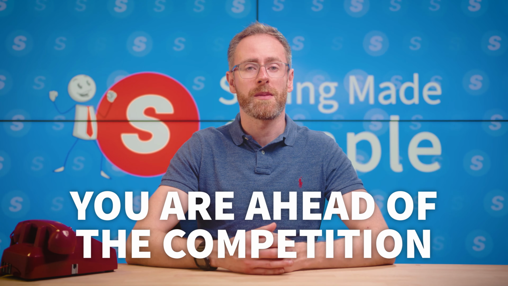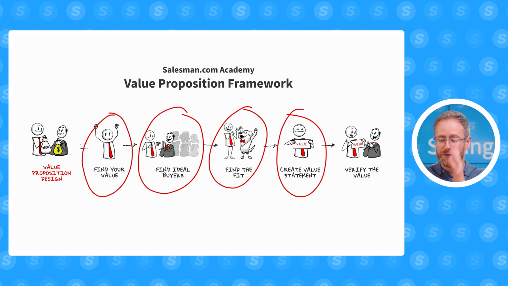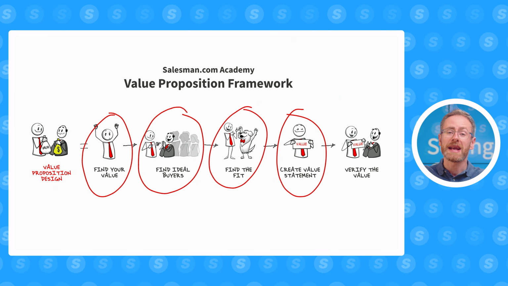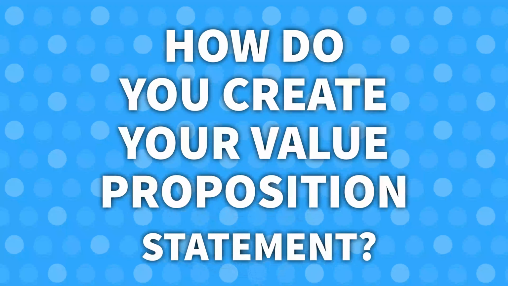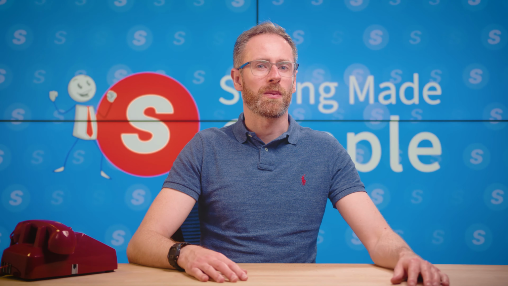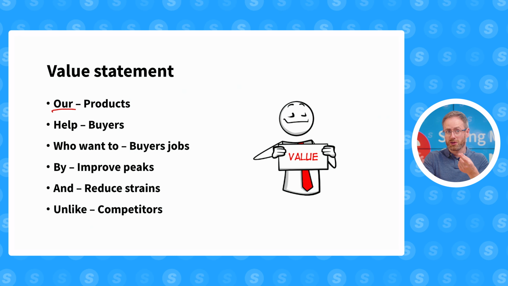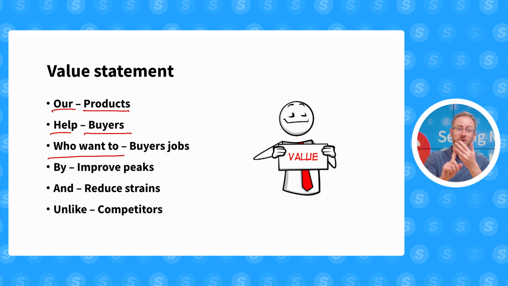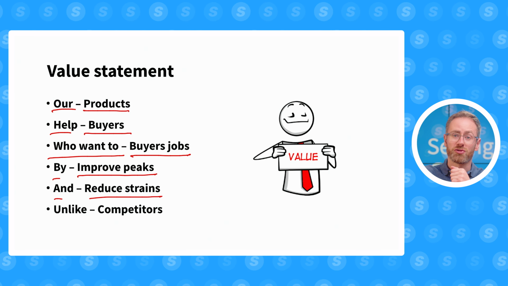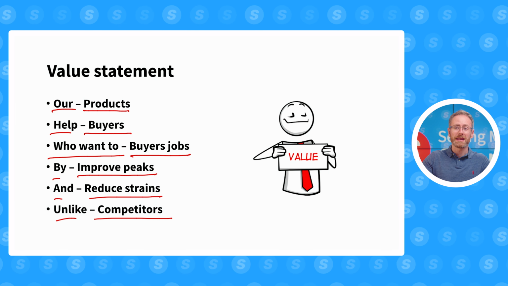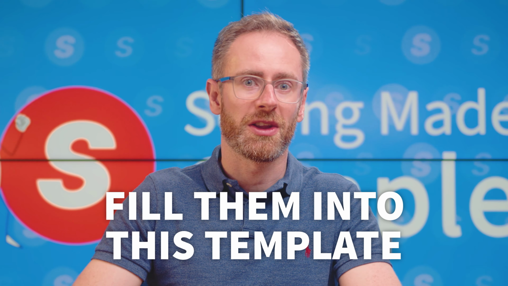All that's left in this framework that we're talking about in this video though is to craft a very specific, bespoke, and effective value proposition statement based upon the elements that are highest on that list of importance. So how the heck do you create your value proposition statement? Well, it's pretty simple. You're going to plug in the information that you just wrote down into this template. Our products help the buyers who want to [buyer's jobs] by improving the perks that you documented and reducing the strains that you documented, unlike [a competitor's value proposition]. So all of the jobs, perks, and strains that you matched up before, just simply fill them into that template.